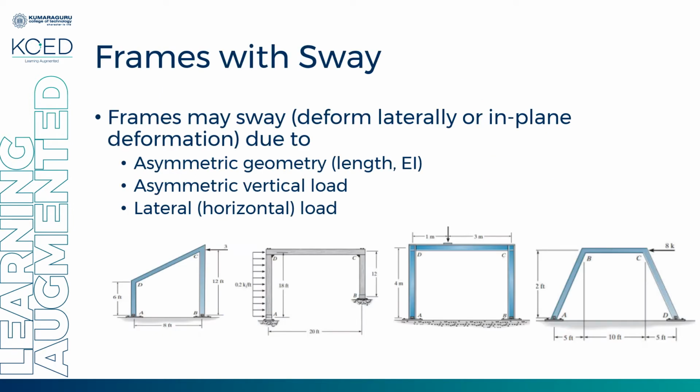Sway occurs when a lateral deformation is unrestrained, or it can be due to asymmetry. Like in the first figure, the first column is shorter than the second column. In the second figure, there is a lateral load. In the third figure, we have a concentrated load which is placed eccentric, and in the fourth figure we have a lateral load.